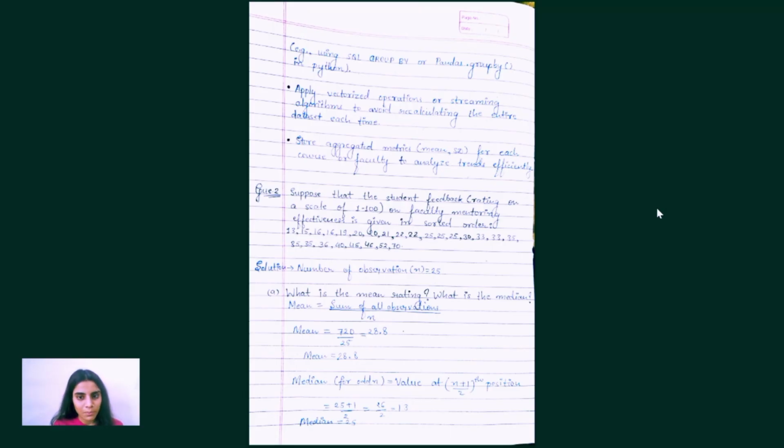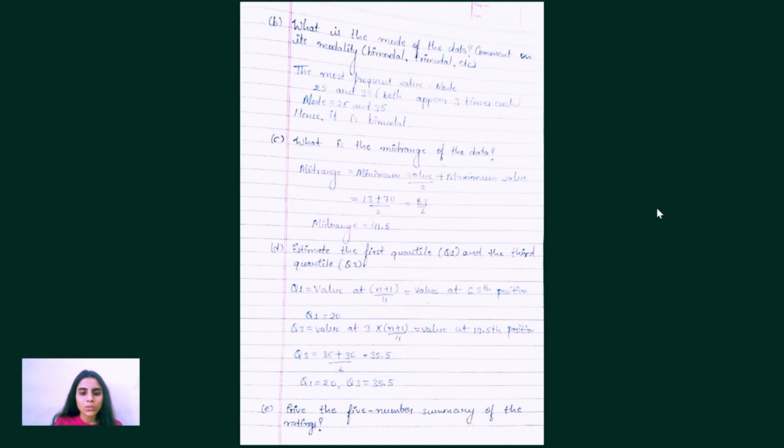Question number 2 is: suppose that the student feedback on faculty mentoring effectiveness is given in sorted order 13, 15, 16, 19. These are all in order. So the number of observations n is equal to 25. We have to find the mean. The formula of mean is the sum of all observations divided by n. So the mean is equal to 28.8. For median, it is the value at the (n plus 1) divided by 2 position. So there is 13, so the median is equal to 13.